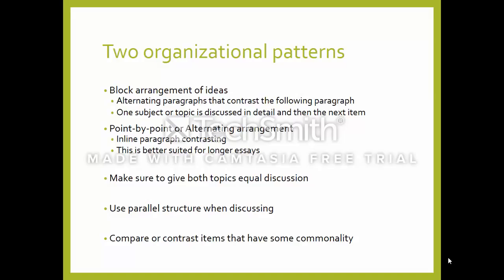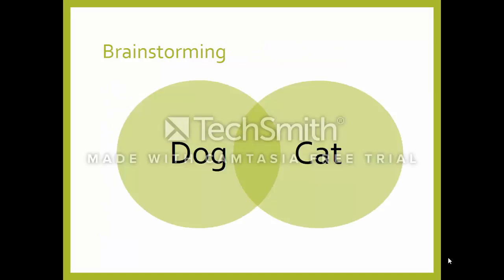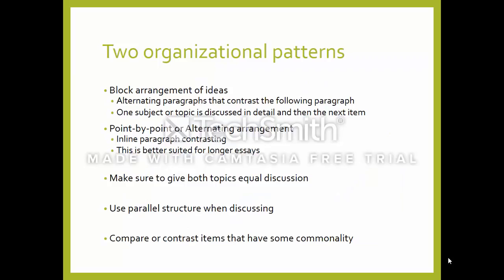So, you want to make sure you don't go into the tennis match where you have one is this way and this one is this way and that one is this way. So it's one of those scenarios where you have to use transitions to make sure that it's easy to understand. So you want to make sure that you give both topics equal discussion. So that's where making sure that you use a parallel structure when discussing. So when you talk about one thing, you give the same amount of time to the other topic too.